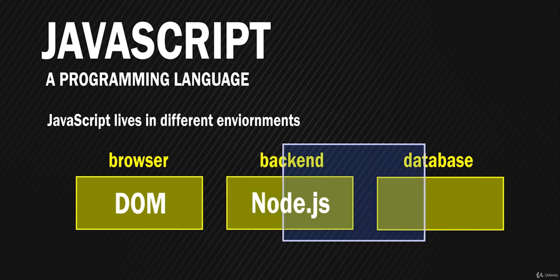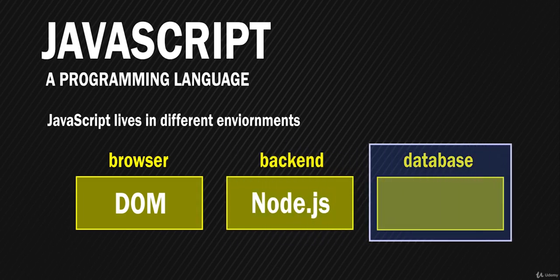And last but not least, we also have a database. And of course, we can use JavaScript in this environment too. And a very common database we can use with JavaScript is MongoDB. And JavaScript again can live within this environment. It has new language features available to it in order to do its job within this environment.